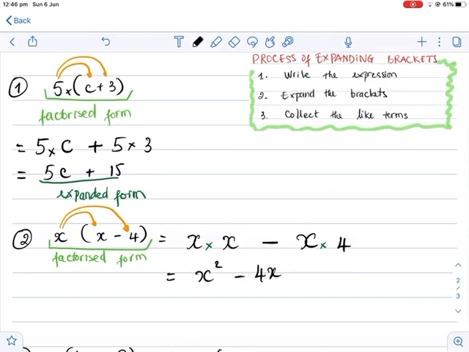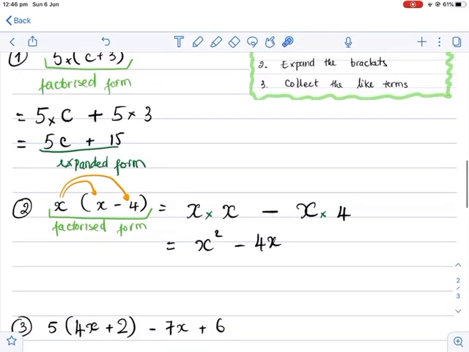So look, if we have any like terms, then we're going to collect the like terms, which is our last step to simplify the expanded form. x squared and x are two different terms, so we cannot collect anymore. And this one is going to be our final answer, right? And this one is the factorized form, then this one is the expanded form.